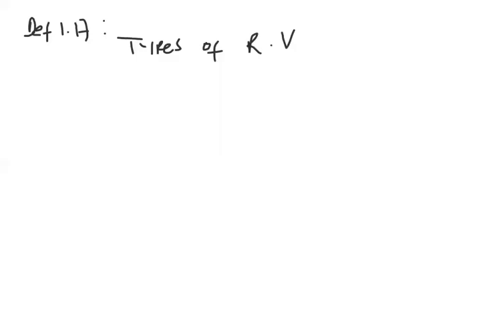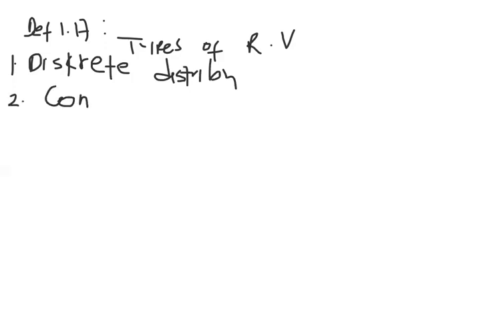Good morning, guys. So today I'm going to look at the types of random variables, and that is, when you look at the lecture notes, definition 1.17. First of all, we have two main types of random variable: the first one being the discrete distribution, and the second one being the continuous distribution.